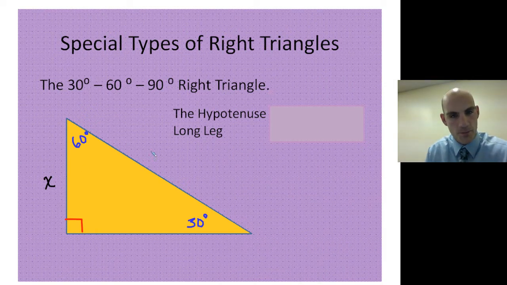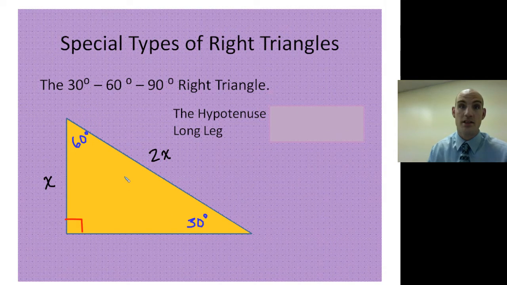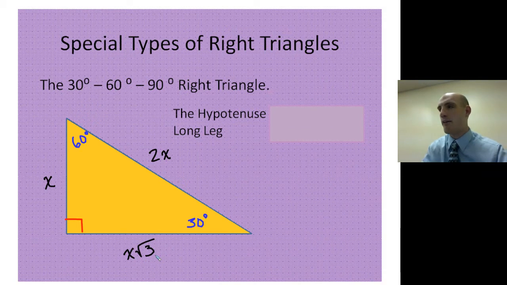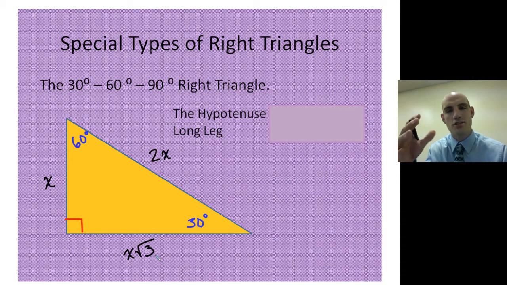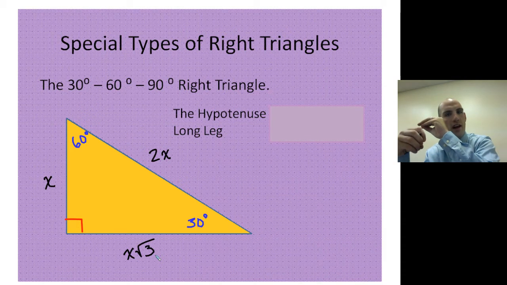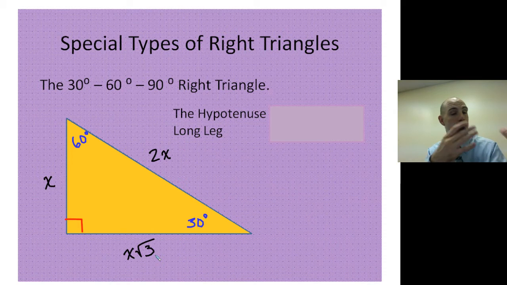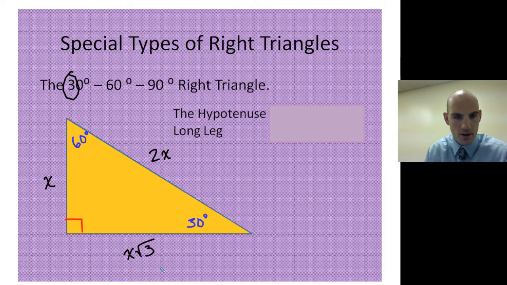Well, it's pretty simple. The hypotenuse is going to be 2 times whatever that short leg is. And the long leg, which is the leg opposite the 60, is going to be square root of 3 times that short leg. Everything is based on the short leg. And so as soon as you find the short leg, you can find everything else. I remember it as I have the 3 here, and that kind of goes with this square root of 3 here.